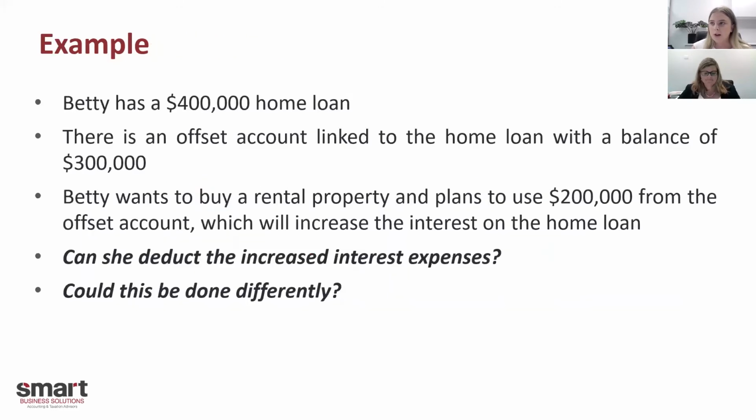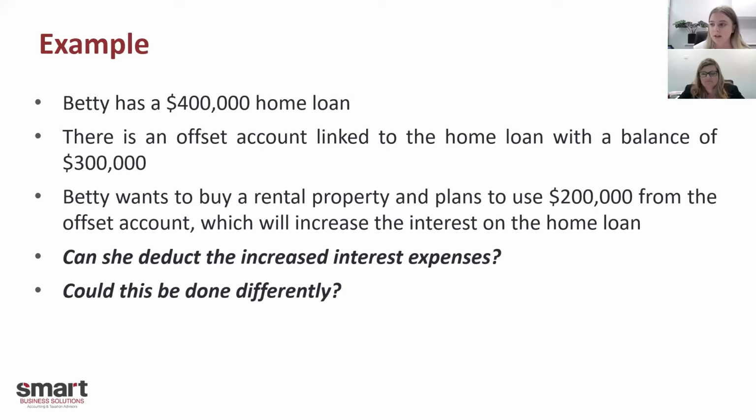So if we move into a practical example, we have Betty here. She has a $400,000 home loan. There's an offset account, and she has $300,000 sitting in that offset account. Betty wants to buy a rental property and plans to use $200,000 of that offset account, which will obviously then increase the interest on the home loan. Can she deduct the increased interest expenses, and could this be done differently?